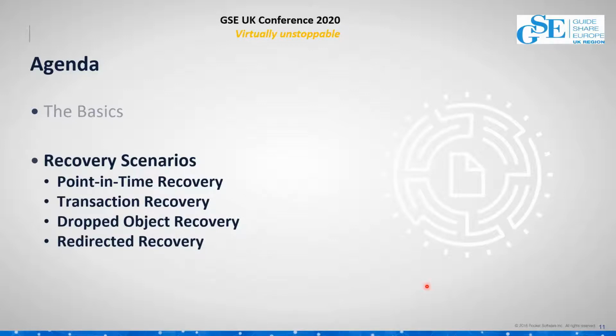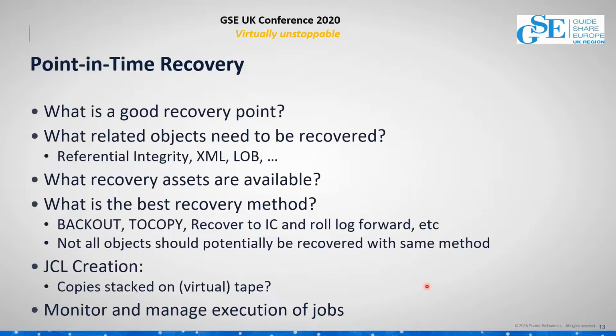Let's start with point-in-time recovery. So what is a good recovery point? As I said before, the person knowing the application would be a very good source to help you with that. Once you understand which objects need to be recovered, always watch out for those referential integrity constraints that you have. If you're just recovering base table spaces for XML data or LOB data, remember there's always an auxiliary table. Include all of these, otherwise you will just be disappointed after the initial recovery exercise has completed.